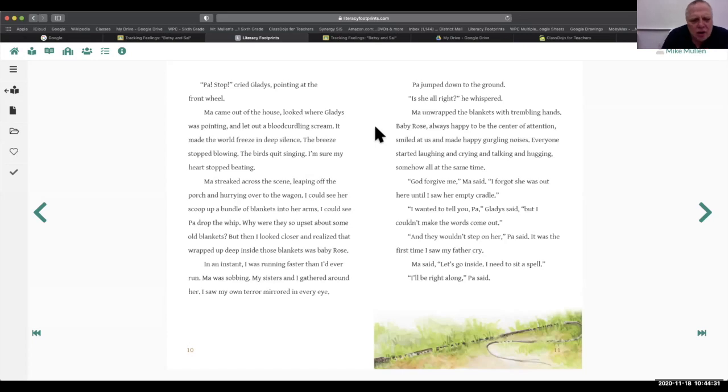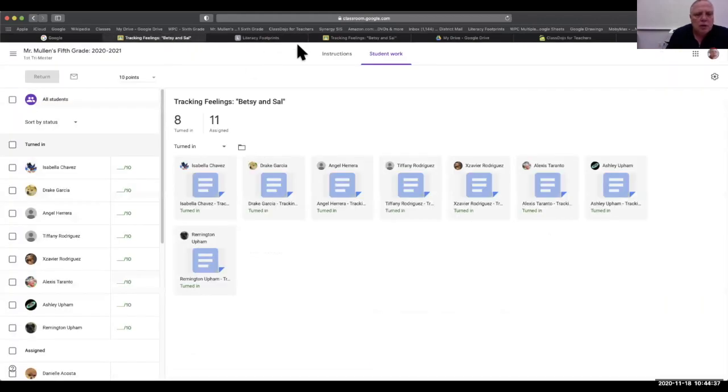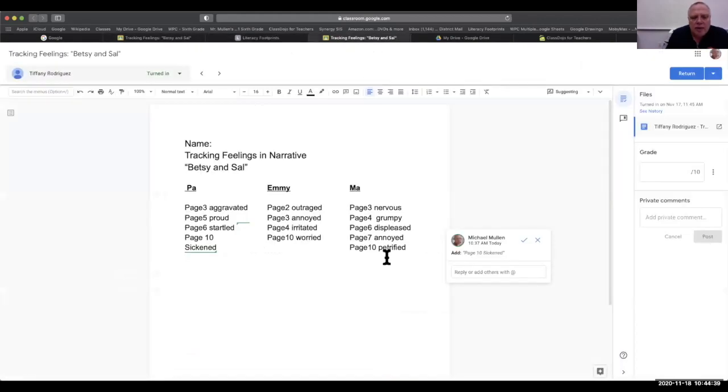So maybe, you know, when we start talking about Emmy, and we look at these last pages, she's worried, she's concerned, she doesn't really understand everything that's going on. Ma understands, okay? Gladys understands, and eventually even Pa understands, but Emmy is a little bit left out of understanding the precarious situation that baby Rose is in. And so her feelings don't become quite so intense, do they?